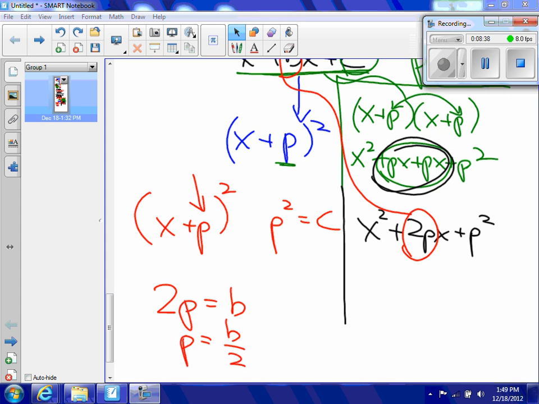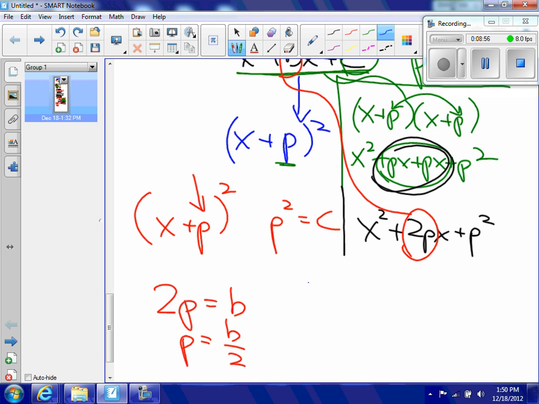If I want to end up with an answer that is double something, I take the thing that I want to end up with and I divide it by 2. So I've just done all this writing, and I've come to the conclusion that p squared has to be equal to the c when I write it out in the form of x squared plus bx plus c as a trinomial. And I've also come to the conclusion that p is equal to b over 2.